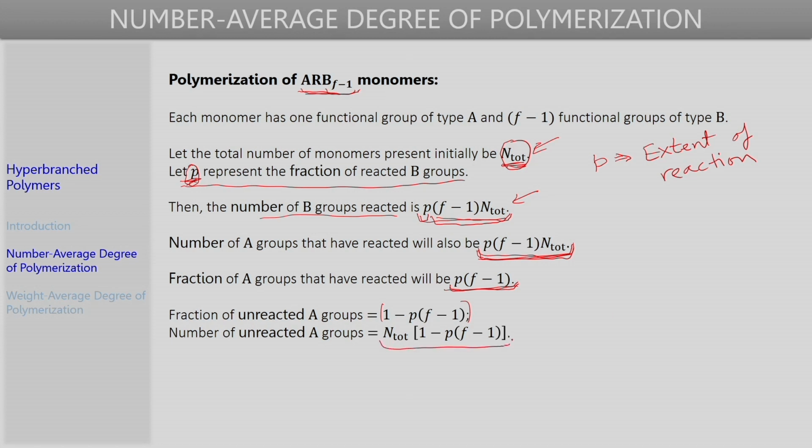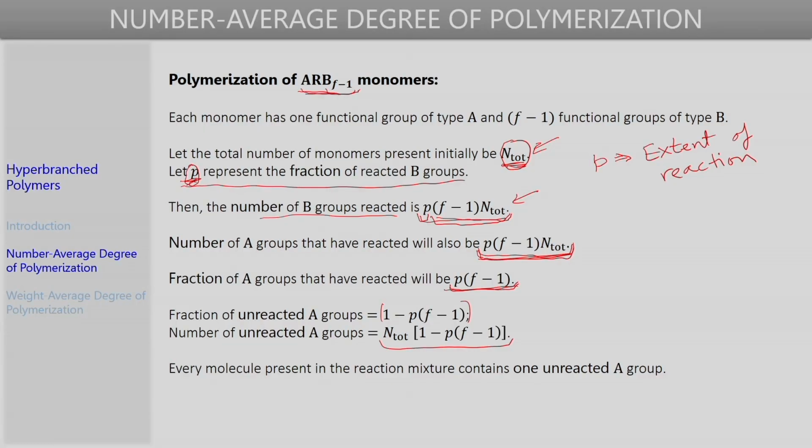So, that is what we have done here, and this is what we get. That is the number of unreacted A groups. Now we can identify a couple of things here. At any point of time during the reaction, if we consider the entire reaction mixture, it will consist of a collection of molecules of different sizes. We might still have some unreacted monomer molecules present, as well as other molecules of different sizes.